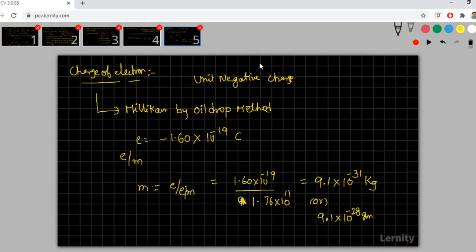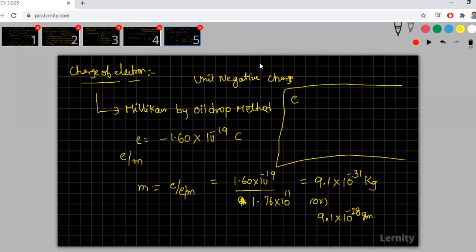So once again, I repeat this topic, charge of the electron. The charge of the electron is the smallest known electrical charge. It is taken as negative charge. Millikan determined the charge of the electron by the oil drop method. The charge of the electron is minus 1.6 into 10 power minus 19 coulombs, and e by m is already known, 1.76 into 10 power 11 coulomb per kg. So then you take the ratio, and the final value is 9.1 into 10 power minus 31 kg.